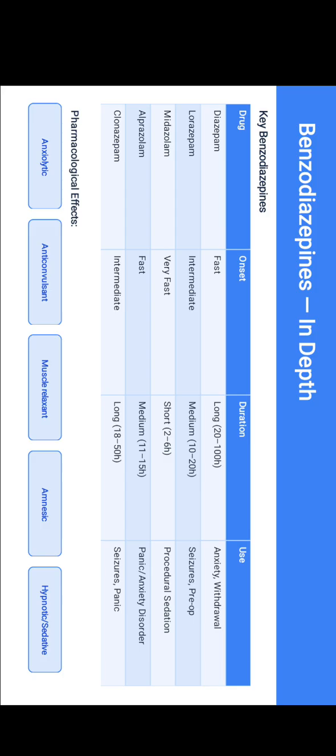Procedural sedation. Alprazolam: fast onset, duration medium, 11 to 15 hours. Used for panic and anxiety disorder. Clonazepam: onset of action intermediate, duration 18 to 50 hours. Used for seizure and panic. Pharmacological effects: anxiolytic, anticonvulsant, muscle relaxant, amnesic, sedative, and hypnotic.